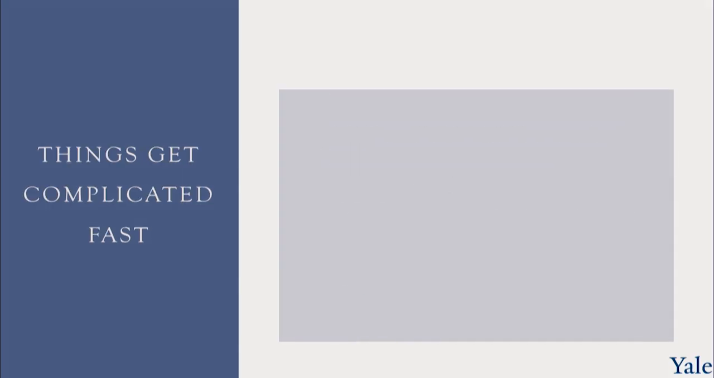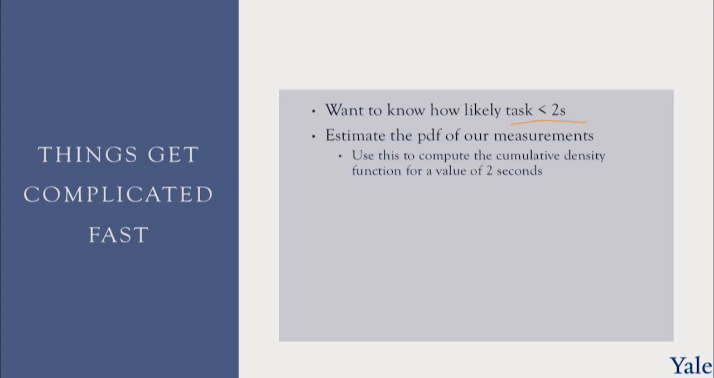Things get complicated really fast, though, okay? So there's more to statistics than that. There's a reason we pay statisticians good salaries. We want to know, for example, here, how likely is it that the task takes less than 2 seconds? So effectively what we're going to do here is estimate the probability density function for our measurements. And we'll talk a lot more about this process in the next one.